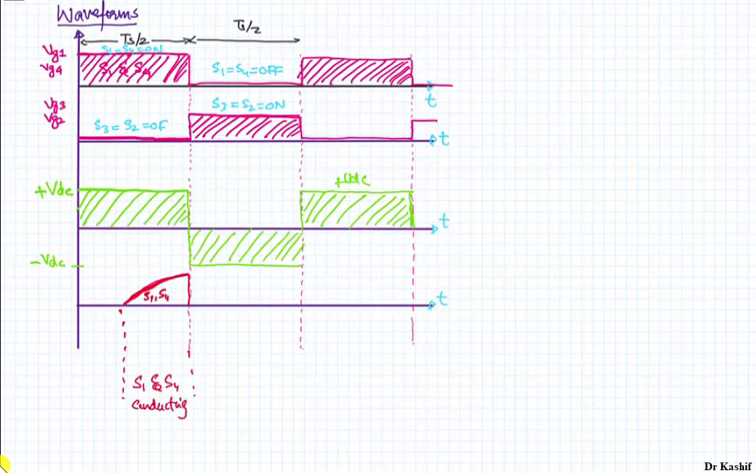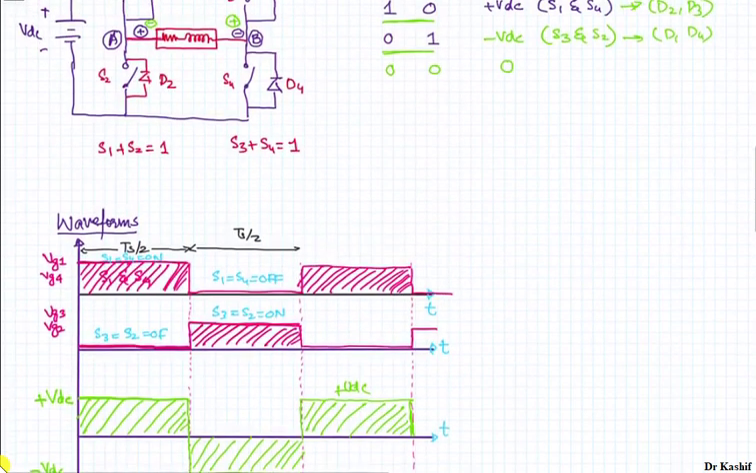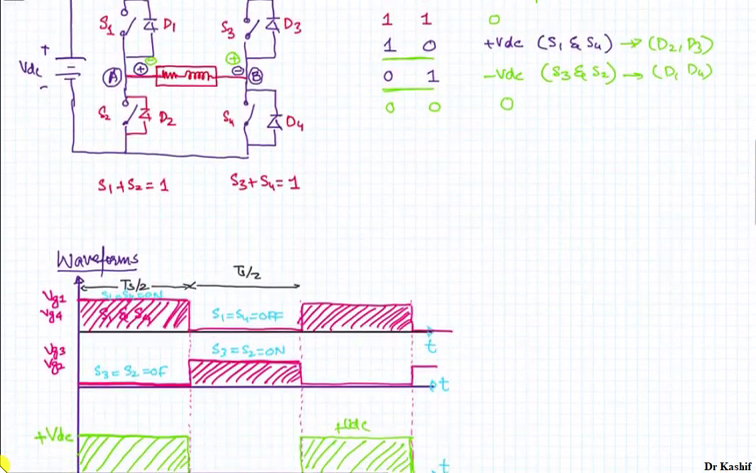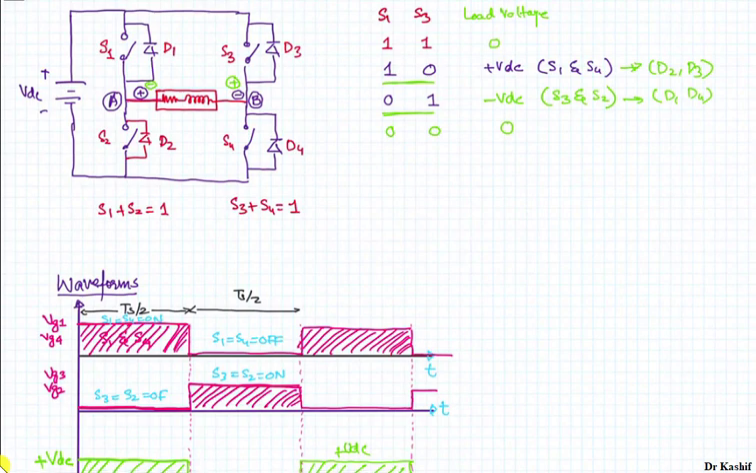Once you turn off switches S1 and S4 and apply the gate voltage to S3 and S2, they cannot conduct in the opposite direction. So at that instant of time your diodes will be conducting. Which pair of diodes will conduct if you apply the gate pulse to S3 and S2? Let's look at this circuit. If S1 and S4 are off, then diode D2 and diode D3 will be conducting.